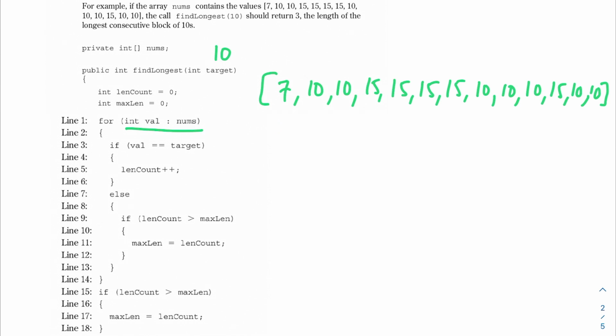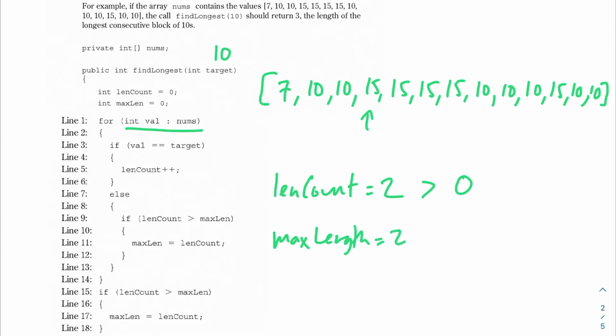Moving on to the next element, we've got 10. This is the target, so our length count is going to be 1. Same thing for the next number, so we increase that again. However, the next element is a 15, which is not equal to our target. So now we go into this else, and length count is greater than max length, so it's greater than 0. Our max length is now going to be 2. Okay. Hopefully you're starting to see an issue here.